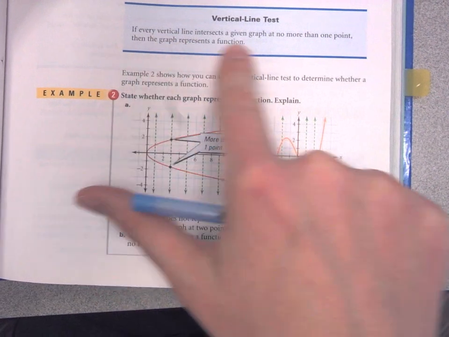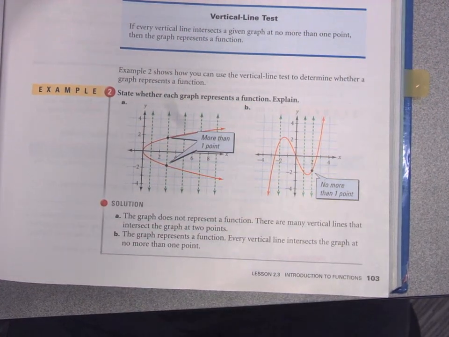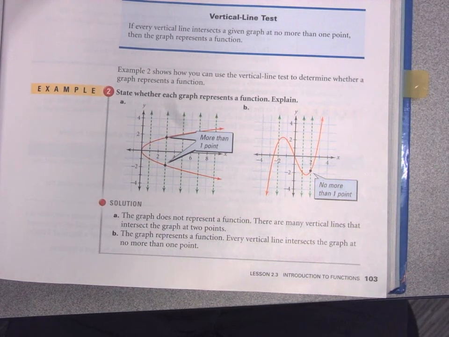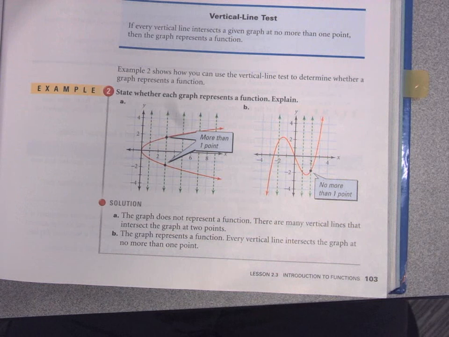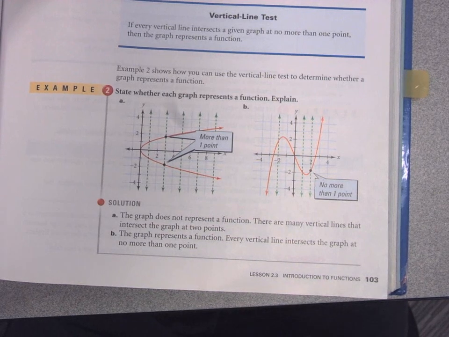Another key concept here in blue, key terms are in blue. What the vertical line test says is draw a vertical line, or several vertical lines, through your graph, and if you can hit the graph twice, it's not a function. If you can't hit the graph twice, it is a function.